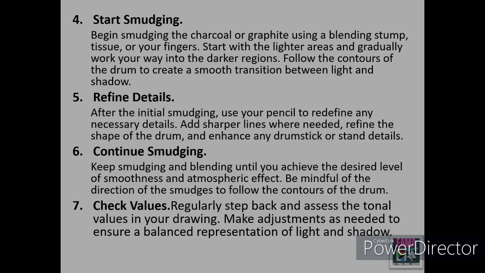4. Start smudging. Begin smudging the charcoal or graphite using a blending stump, tissue, or your fingers. Start with the lighter areas and gradually work your way into the darker regions. Follow the contours of the drum to create a smooth transition between light and shadow.